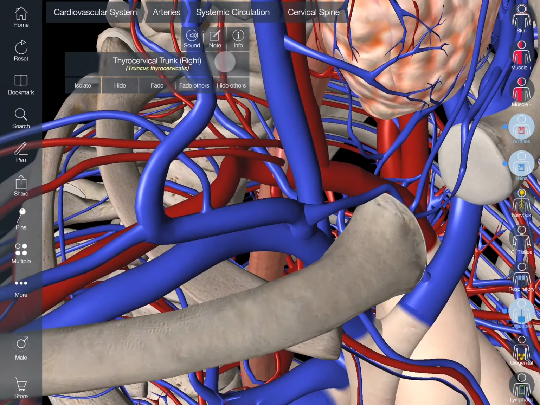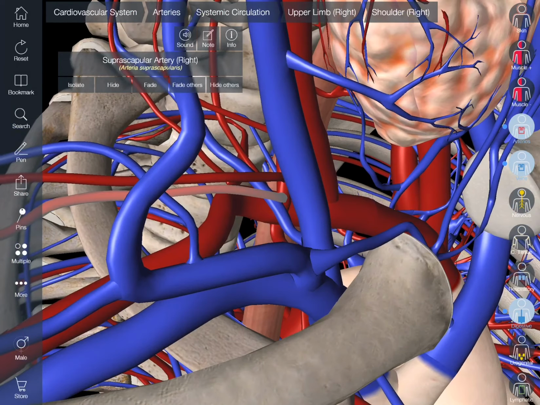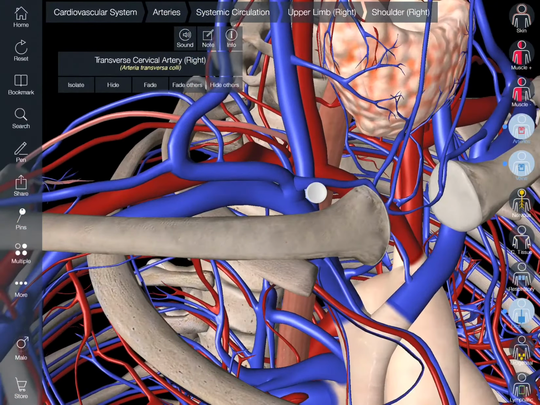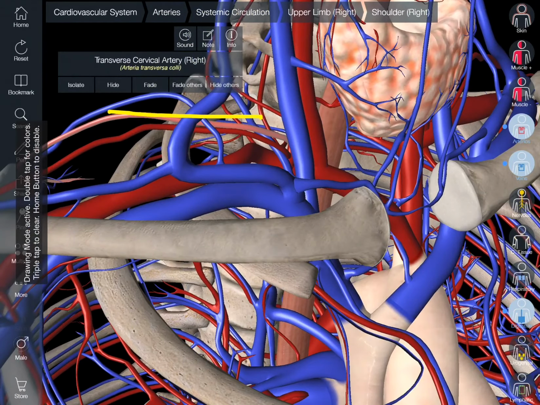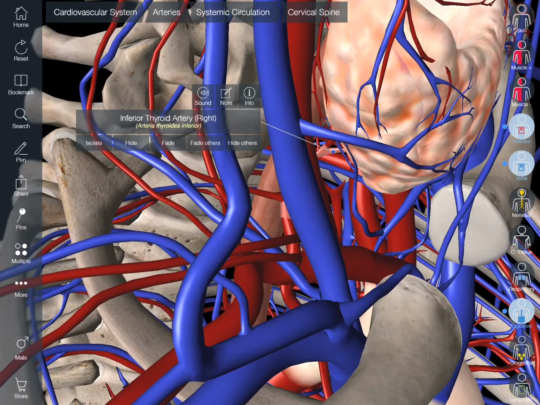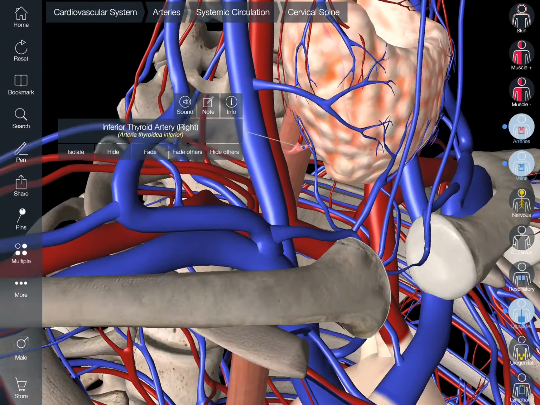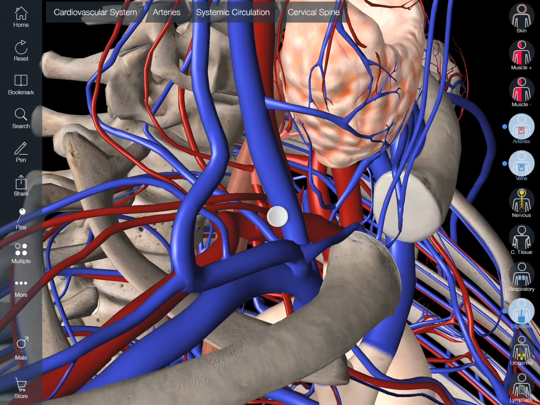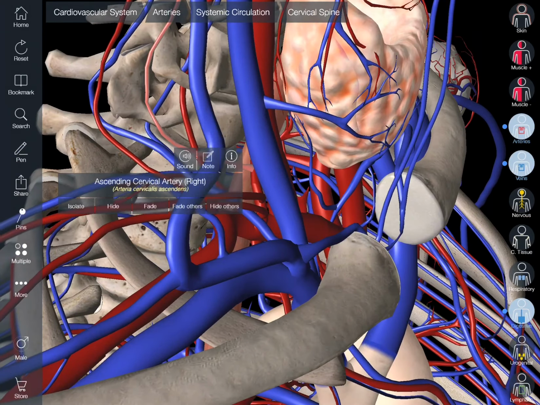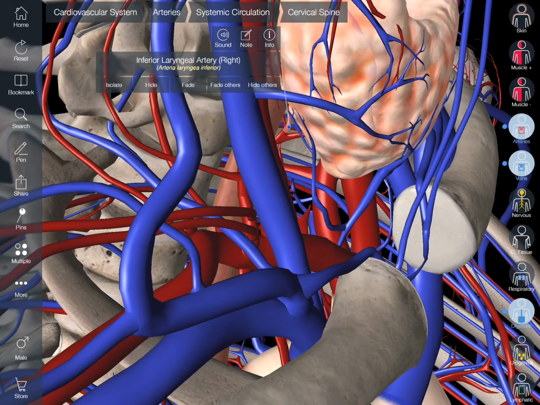So this is the suprascapular artery. A little bit superior to that, we've got the transverse cervical artery. It's basically transverse, horizontal, and in the neck. That's why it's called the transverse cervical artery. And then we've got the inferior thyroid artery, as you can see in there. From the inferior thyroid artery, we've got the ascending cervical artery, a branch of that, and we also have another branch, which is the inferior laryngeal artery.